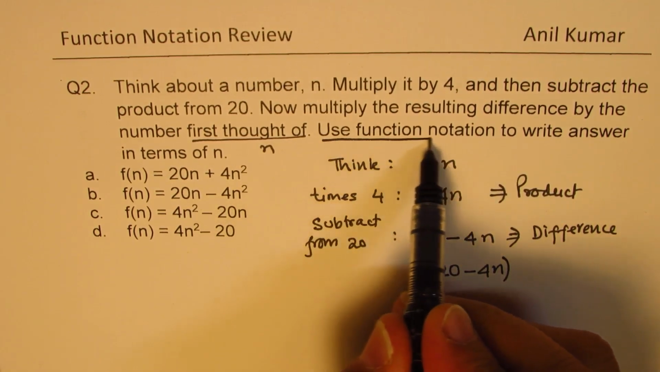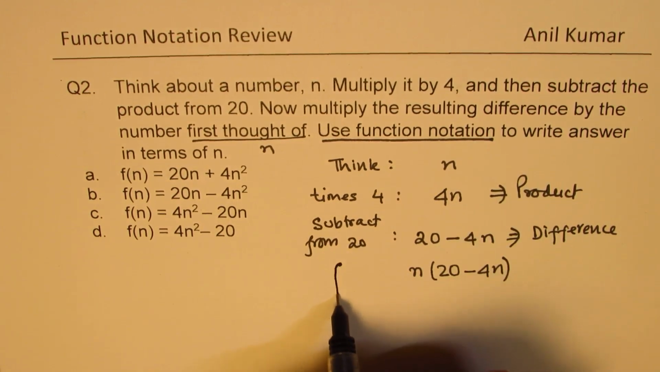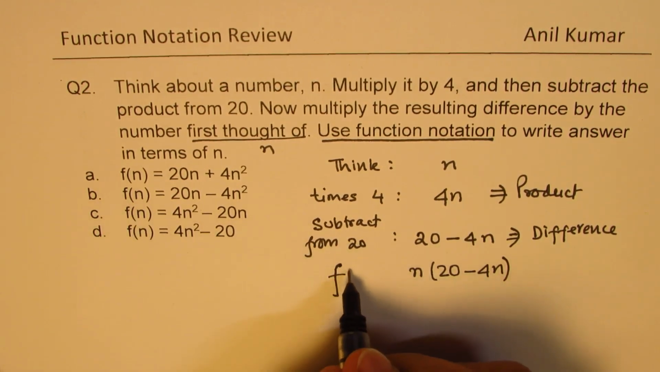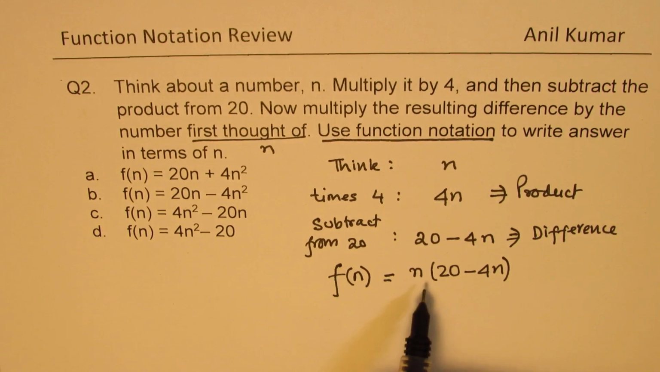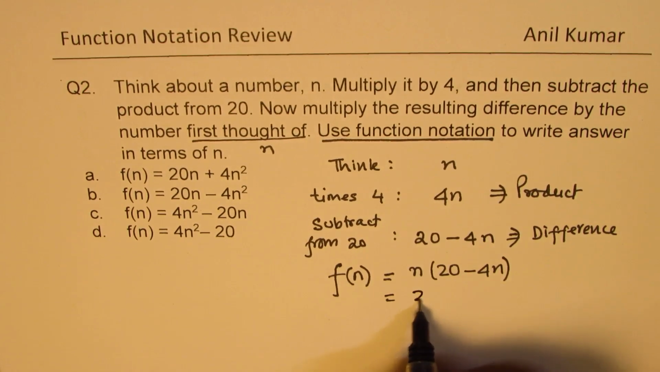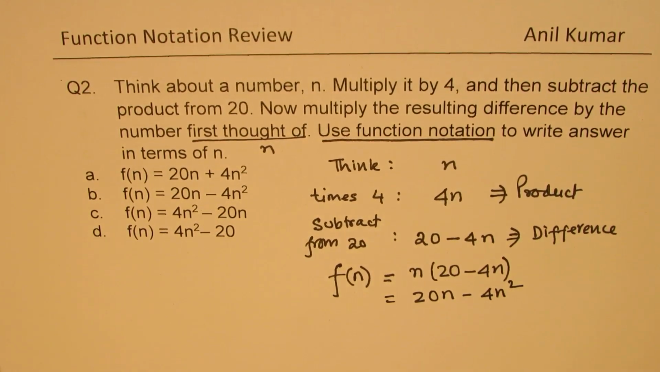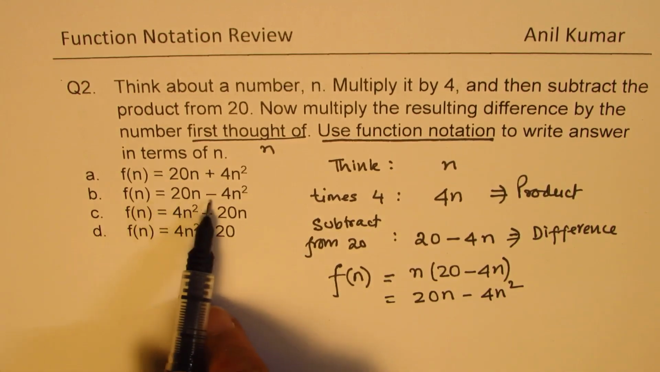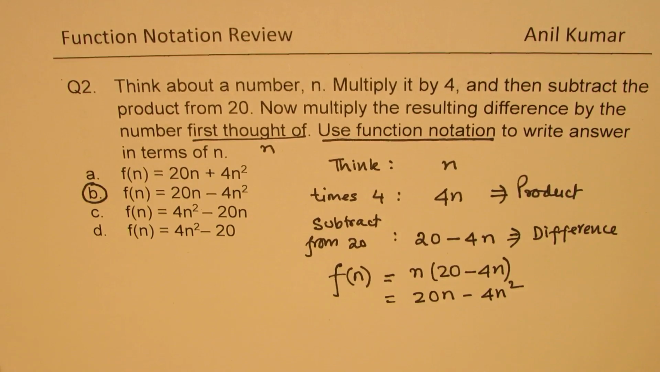We have to write this using function notation. Function notation, give it a name. So in the answer we give f, and the independent variable is n for us, the number which you think about. So f of n becomes equal to this. However, we have it in expanded form. So let's open the bracket. We get 20n minus 4n squared as our answer. So 20n minus 4n squared is option B. So that is the correct option.